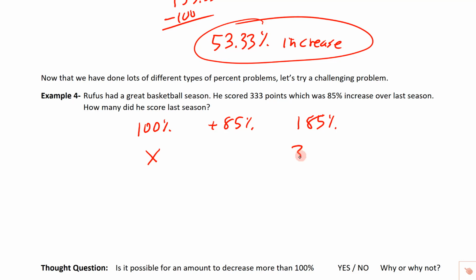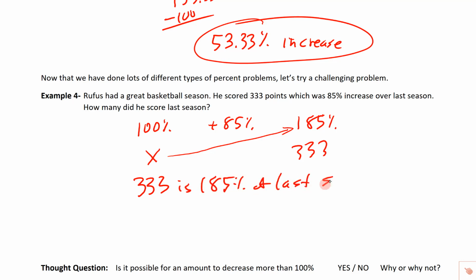So last season, we don't know what that is, but we do know that this season he actually scored 333 points. That's a lot of points. So this 333 points is actually 185% of last season's amount. So we actually multiply these together to get that one right there. So let's think of it this way. 333 points is 185% of last season. Now stop and think about that for just a second and see if that doesn't make sense. That 333 points was an 85% increase over last season. 100% plus 85% is 185%. It's 185% of last season.